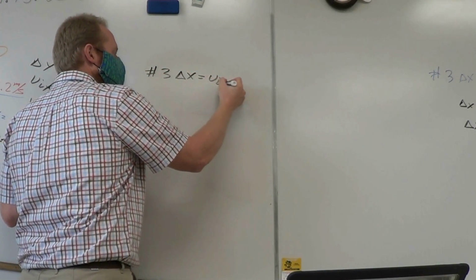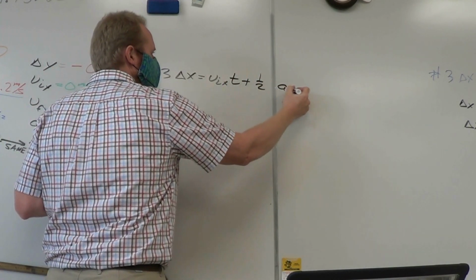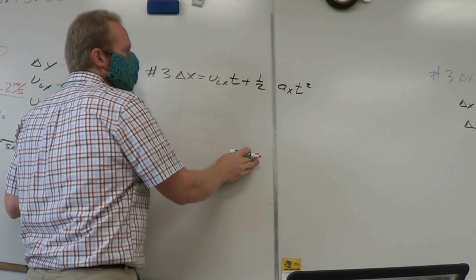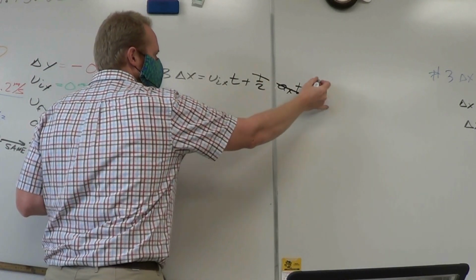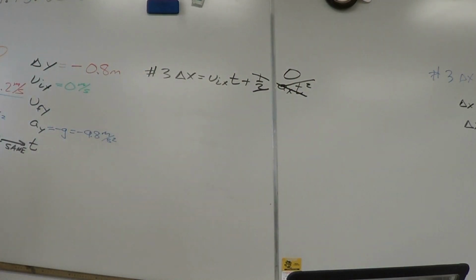delta x is equal to vix times t plus 1/2 ax times t squared. And because my acceleration in the x direction was 0, that whole back term cancels out. Delta x, that's what we're solving for. What's our problem though? We don't know time. Okay? We don't know the time yet.